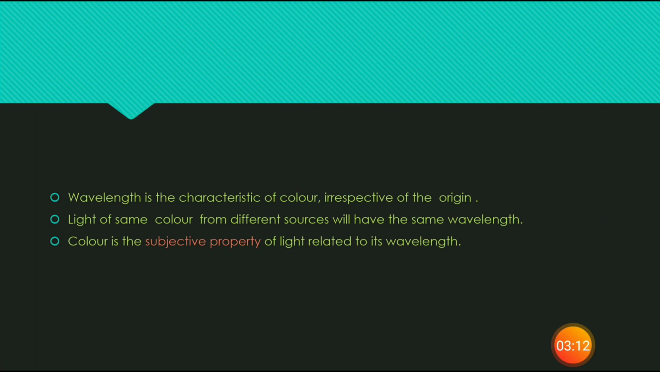Wavelength is the characteristic of color irrespective of the origin. Light of the same color from different sources will have the same wavelength. Color is the subjective property of light related to its wavelength.